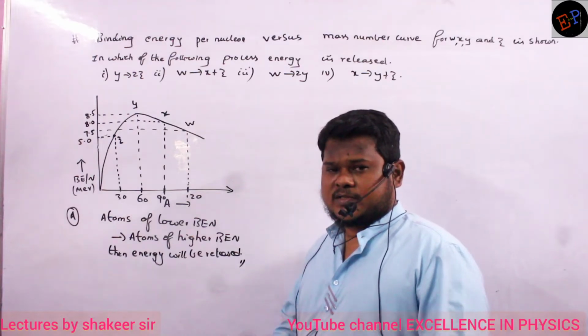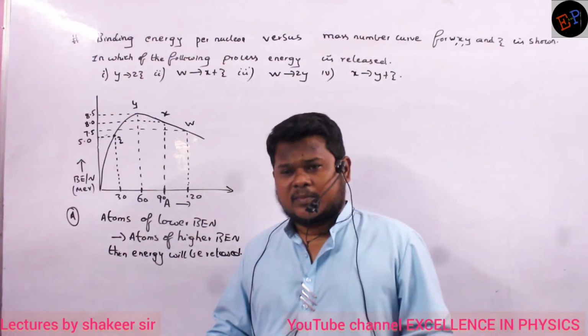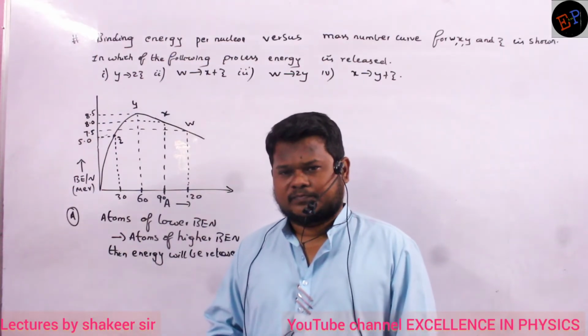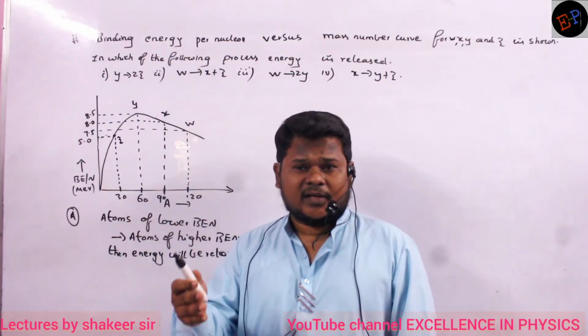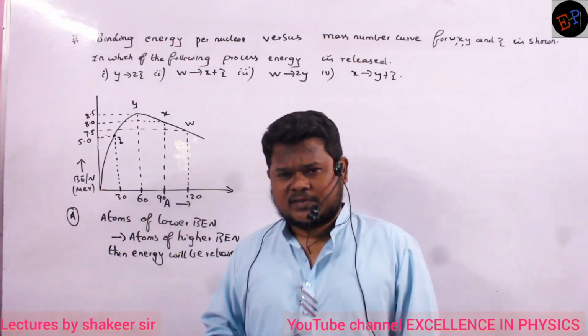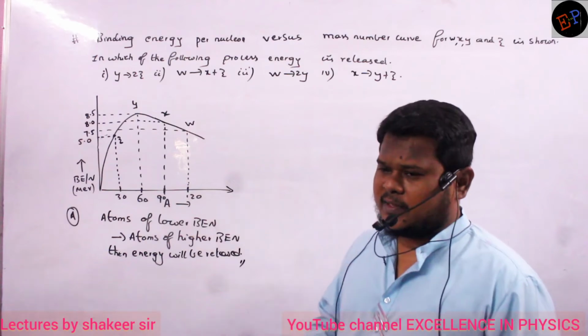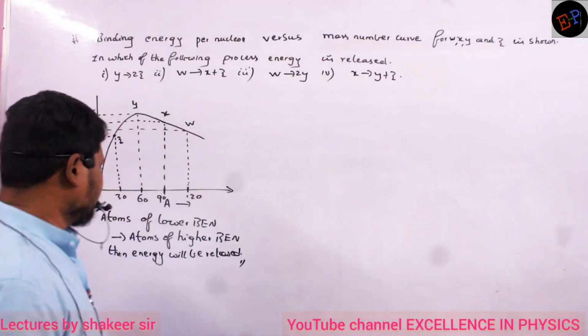Are you able to understand now what is meant by binding energy? The mass has converted into energy and that energy is released. So if BEN is greater, the atom is more stable. Already we discussed all these points. So when lower BEN converts into higher BEN, then energy will be released. Or you can say that, clear?